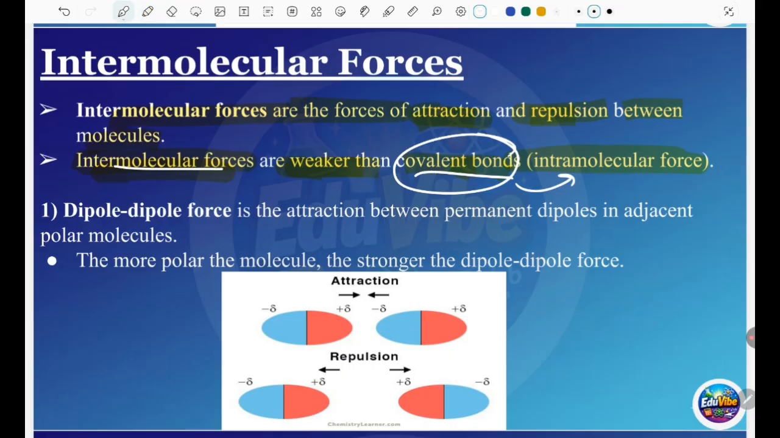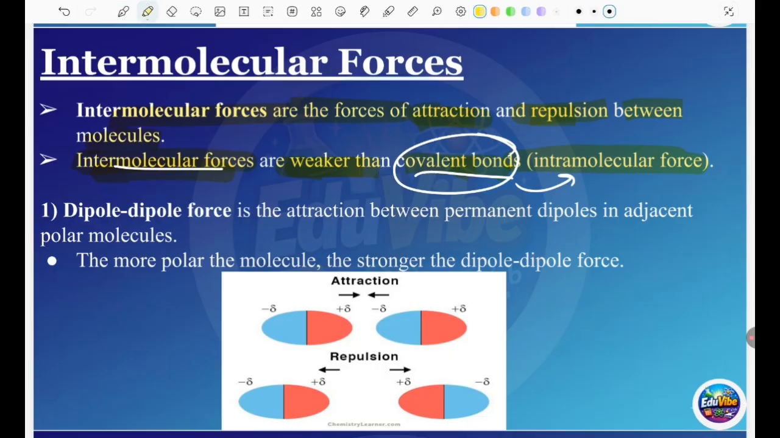We have three types of forces, with which we can see which molecule has the highest boiling point, if we want to know. We work this out by these three types of forces.